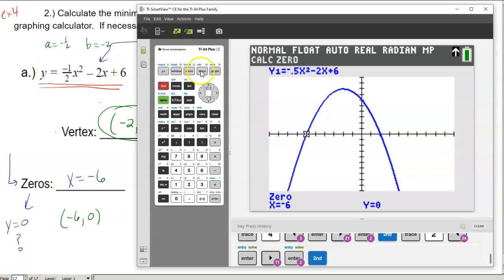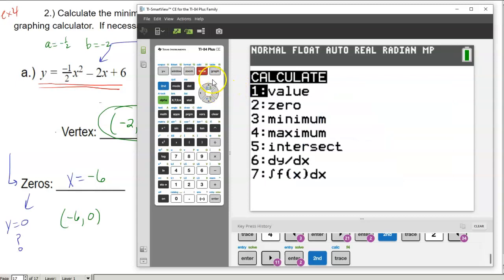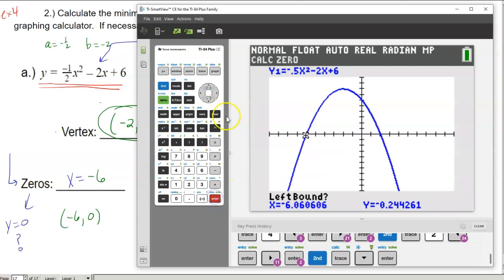So I'm going to hit second, go to trace, or second calc, and then say 0 again. And now I'm going to go to the right 0, or this other 0 over here. And it's asking for a left bound, so I'm going to go to the left of it anywhere. So I'll say right here.